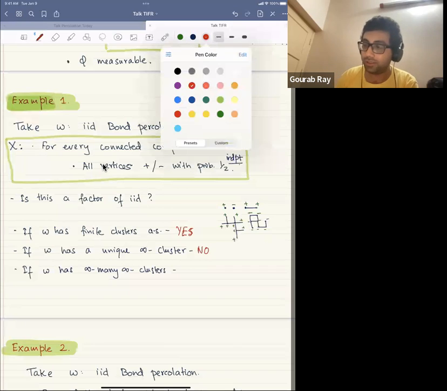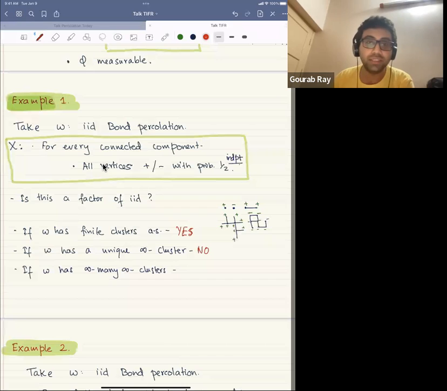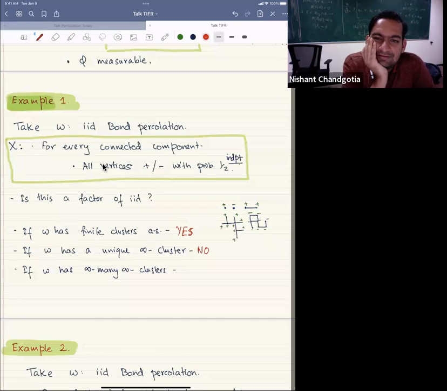Okay, so then you can ask, well, what if omega has infinitely many infinite clusters? And these examples are not very exotic.